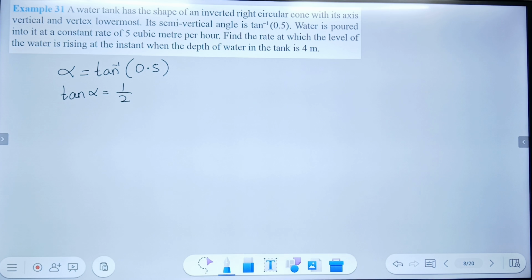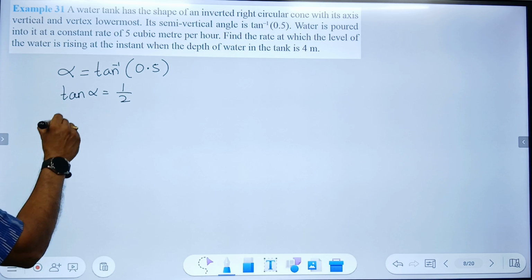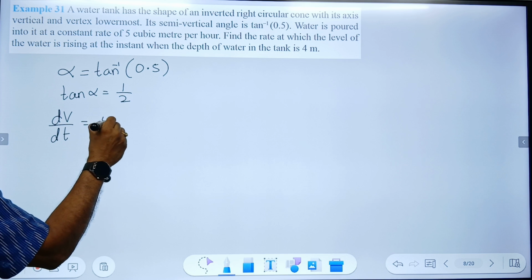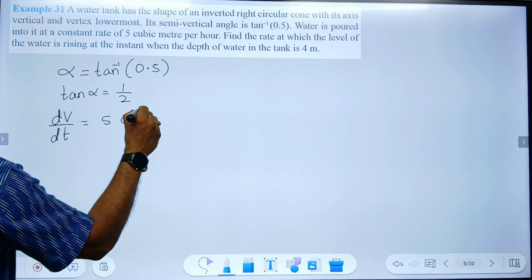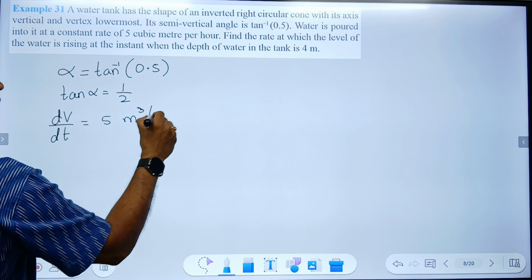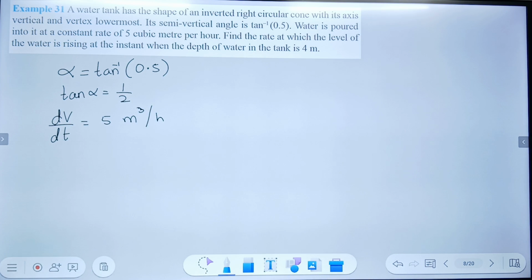Water is poured into it at a constant rate. So water is poured into it, so volume is increasing at the rate of 5 meter cube per hour. Find the rate at which the level of water is rising at the instant when the depth of the water is 4 meters. Okay.